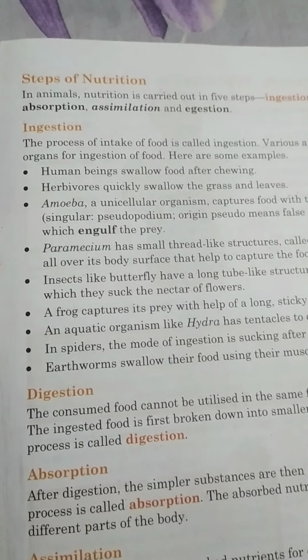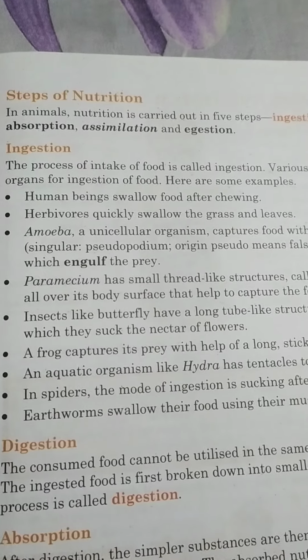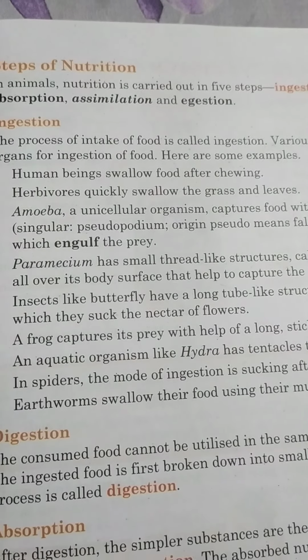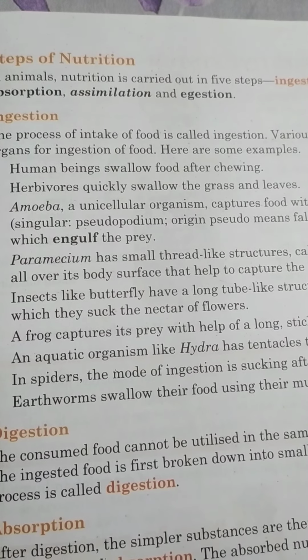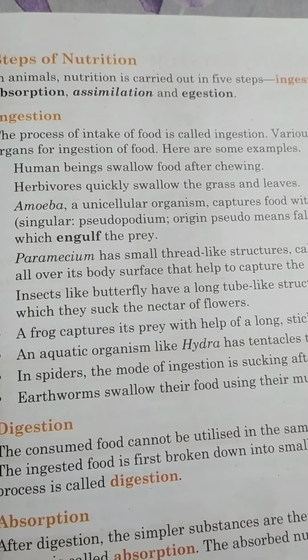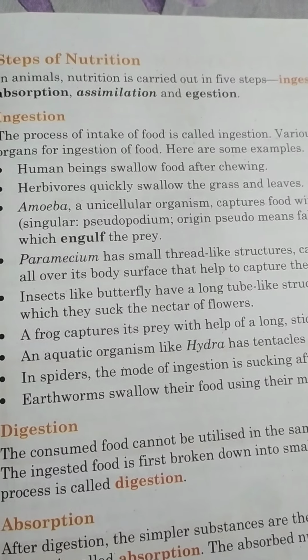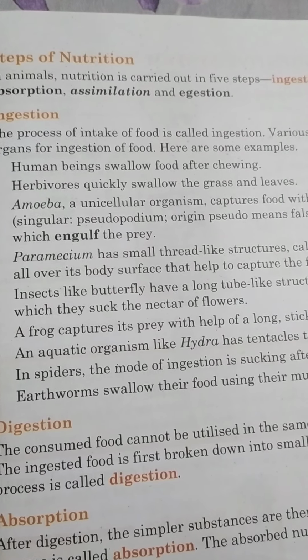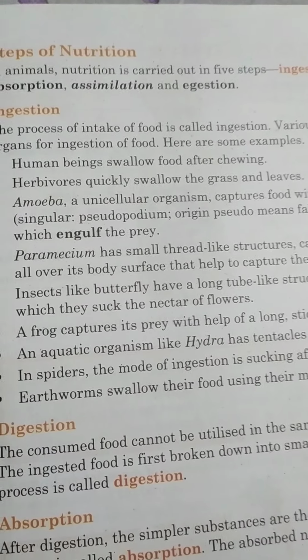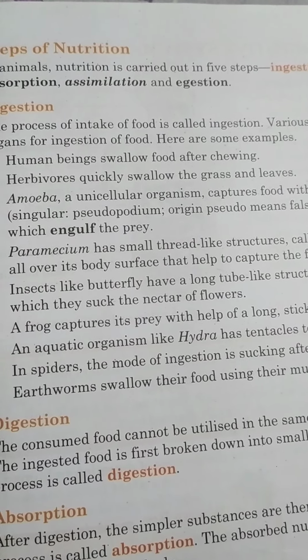And the different methods of ingestion in different types of animals: human beings swallow the food after chewing it. Herbivores quickly swallow the food after chewing. Amoeba have pseudopodia through which they take the food. Paramecium have a hair-like structure called cilia, which helps to take the food. Insects have a proboscis.